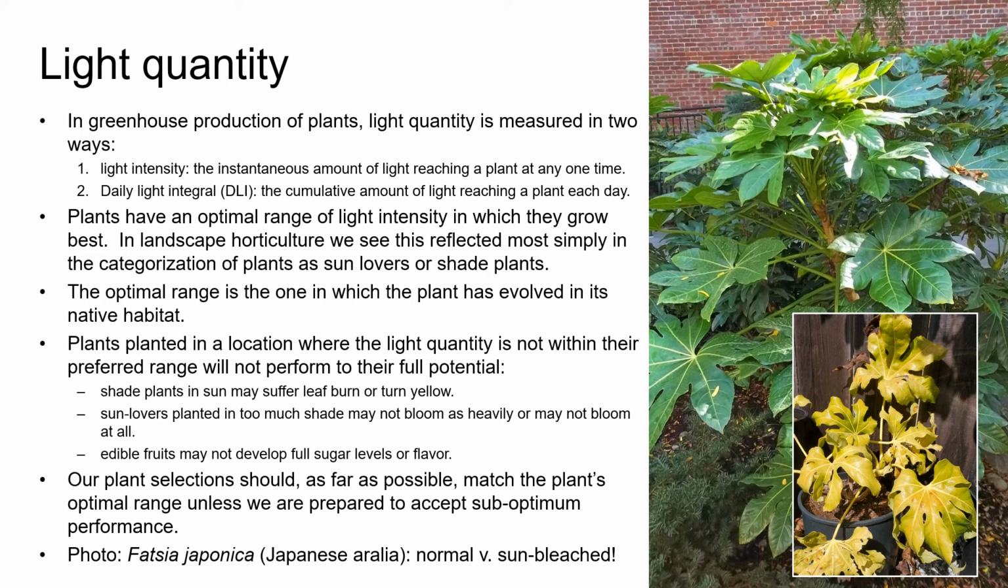The pictures here are of two Fatsia japonicas, the Japanese Aralia. The one in the background shows what a normal Japanese Aralia should look like, with nice glossy medium to dark green foliage. The photo in the inset is of a Japanese Aralia that I've had in full sun, and you can see that it's completely sun bleached. The light intensity has destroyed the chloroplasts in the leaves, and so there's no chlorophyll, the green pigment, and all we're seeing is the yellow pigment showing through in these leaves.